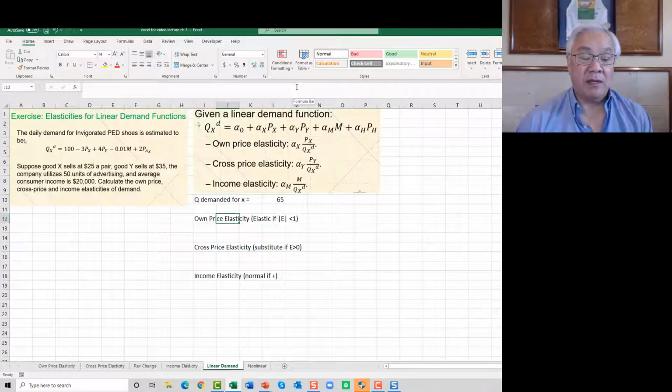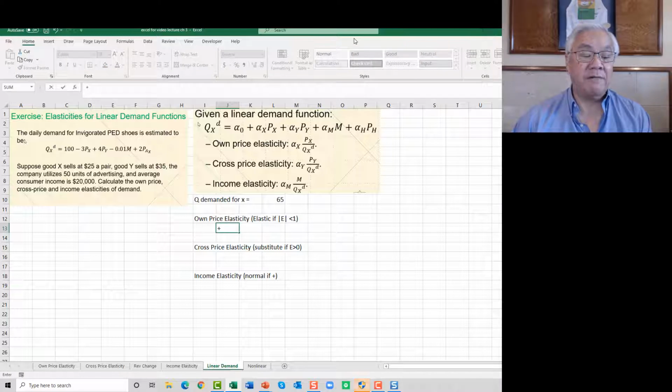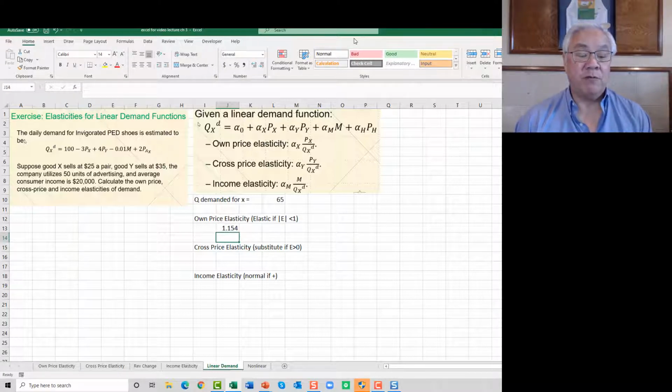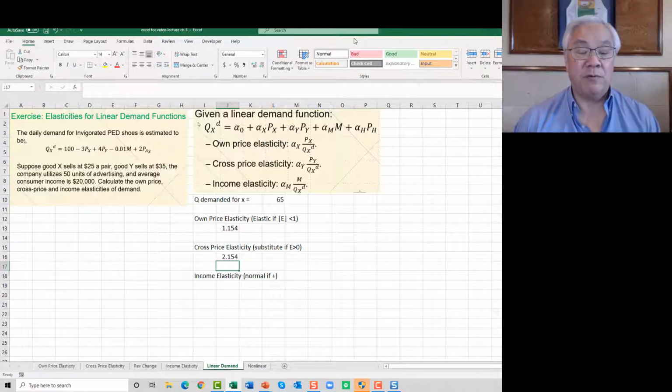So now we can calculate the own price elasticity using this expression here. So it's the alpha of X, which is 3, times the expression of P, which is price of X, which is 25, divided by Q, at this time 65. So it's 1.14. Next, we'll do the cross price elasticity, which is alpha Y, which is 4, times the price of Y, which is 35, divided by the quantity, which is 65, equals 2.15.